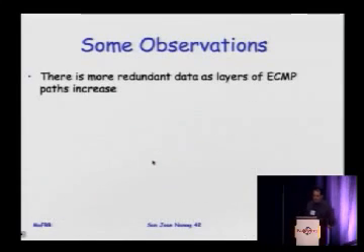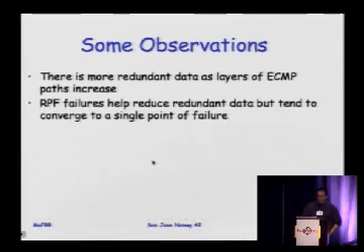Some observations. There's more redundant data as you have multiple layers of ECMP. So each hop, as you're going from a receiver side of the network up to the source, you have more redundant data that's flowing. But what we're noticing is that RPF failures at each level help reduce it.